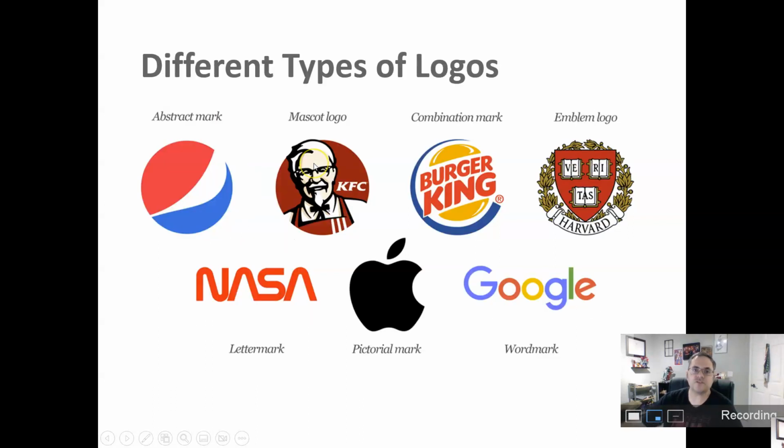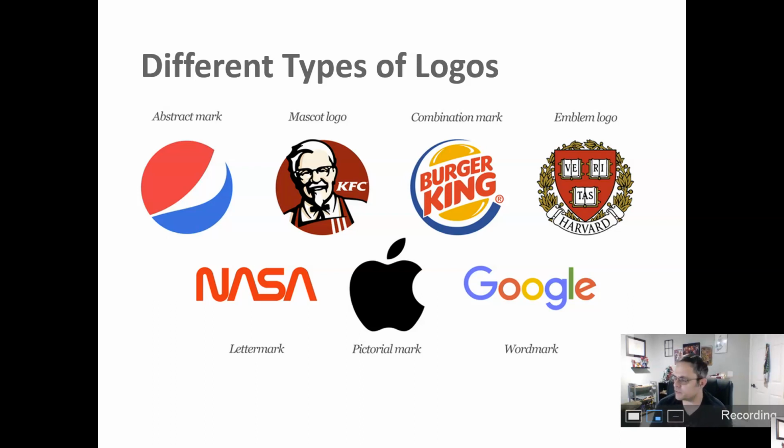Now, there are different types of logos out there. There are abstract marks, like Pepsi, where it's not really related to anything, but it's related specifically to that company and this icon itself. Some use a mascot, much like KFC or Ronald McDonald in the old McDonald's commercials, and they'll put them on the front of the advertisements, much like the Colonel in KFC.